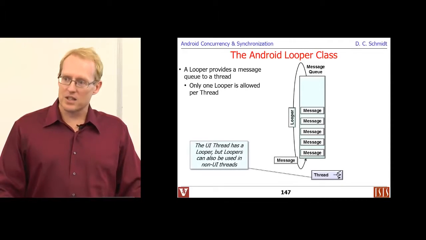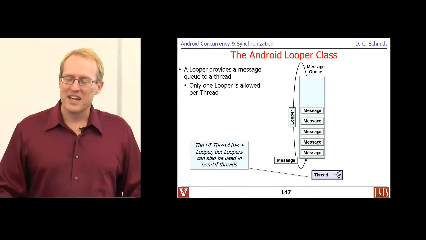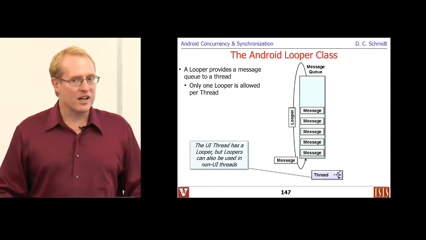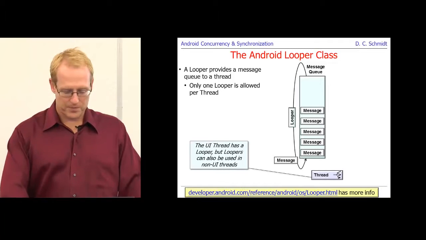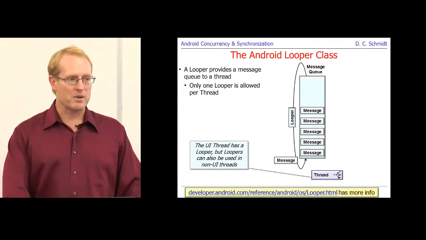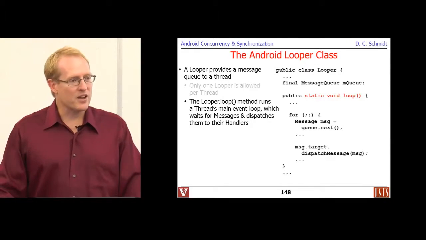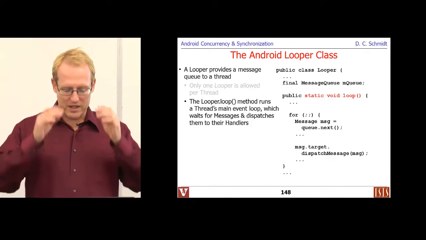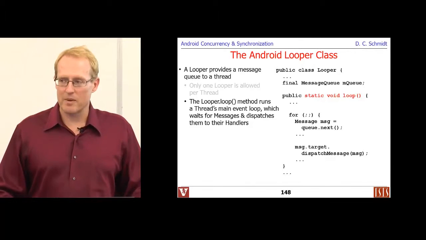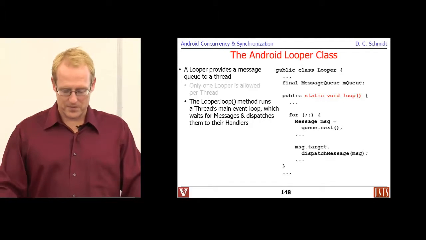The UI thread has a Looper, not an is-a relationship, but it has a Looper. Be aware that you can have other non-UI threads that have Loopers as well. So a UI thread has a Looper for sure, but other threads can have Loopers too. Take a look at this link for more information about what a Looper is. The Looper.loop method runs a thread's main event loop, and this is basically what that event loop does: the event loop's purpose is to wait for messages to come in and then dispatch them to the appropriate handlers of those messages.